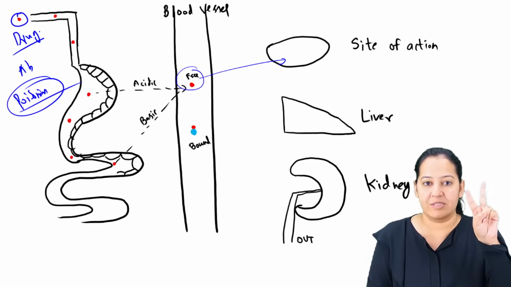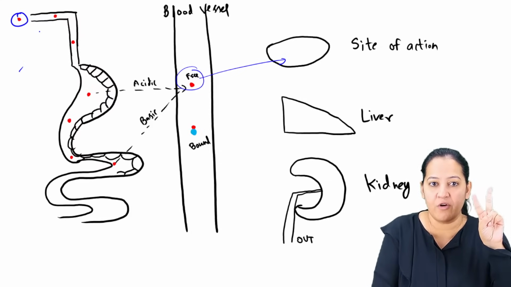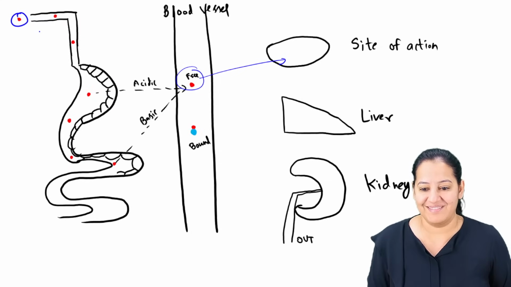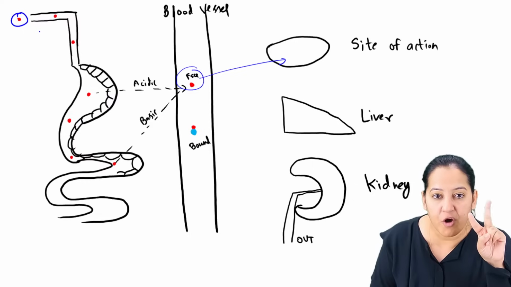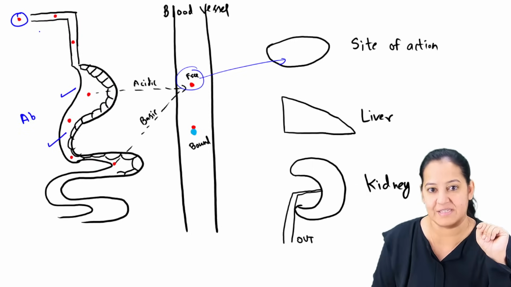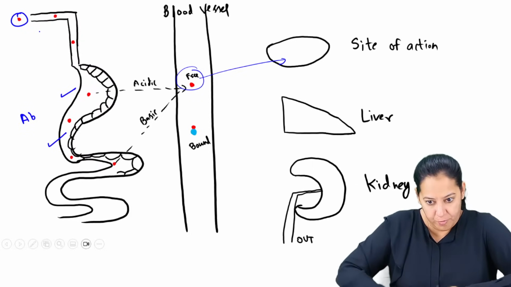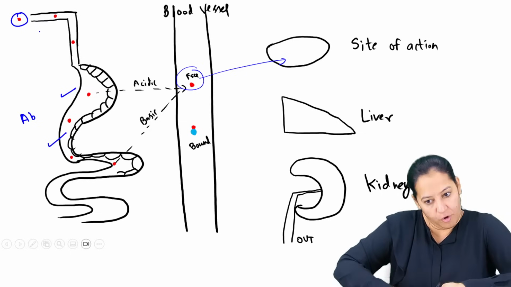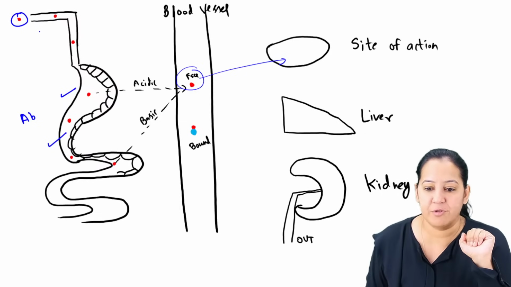Now listen, learn two rules. Tell me the organ of absorption and tell me the organ of excretion. The organs of absorption are two. The drug can be absorbed in the stomach, or it can be absorbed in the intestine. There are two organs, stomach followed by intestine. They are back to back. Stomach followed by intestine. There are two organs of absorption.